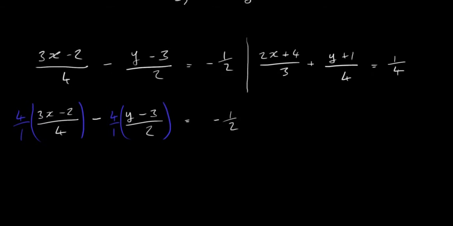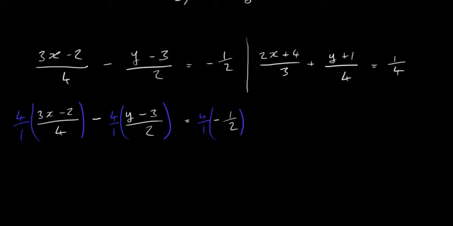So I got my minus half here. I'm going to multiply that by 4 over 1. You must multiply each term in the equation by the same number. Okay, so I've done that. By multiplying each term by the same number, I haven't changed the equation. It's still the same equation.